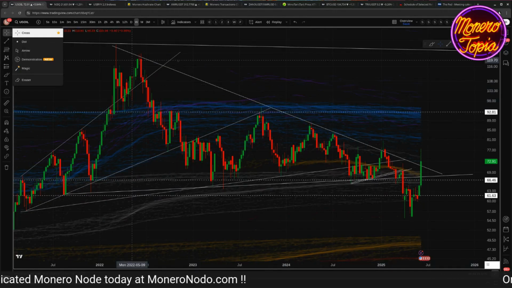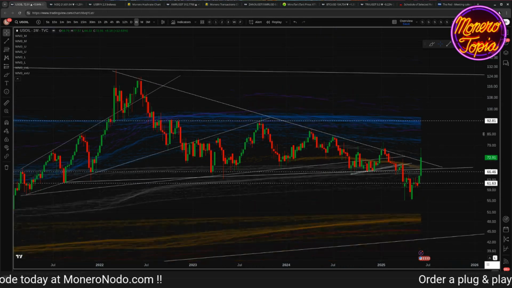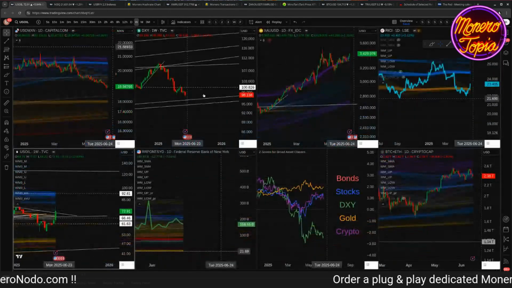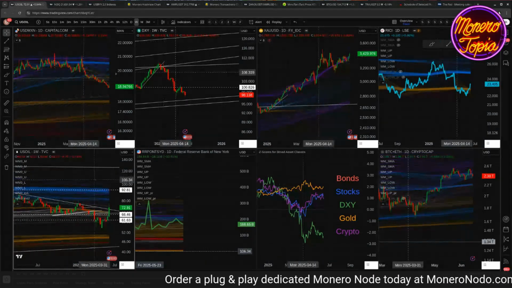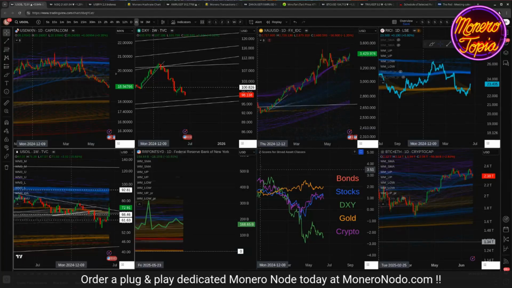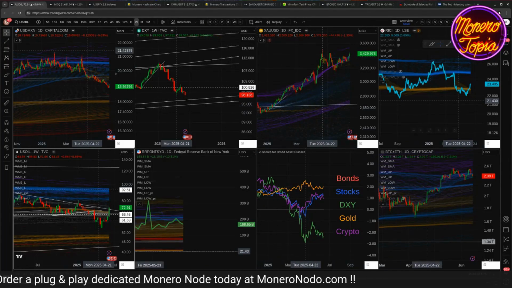So I wouldn't be shorting this market, right? If anything, I would not be shorting this market, guys. It's probably not a good idea. I wouldn't be selling my cryptos here. I wouldn't be selling my risk assets. At least just hold your positions for now. There's no reason to do anything.